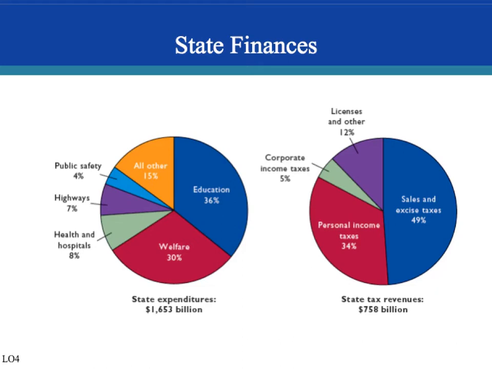How do they spend their money? 36% is education, so about a third is spent on education, another third is on welfare. We see health and hospitals, 8%, highways 7%, public safety 4%, and then a variety of other things make up 15%.